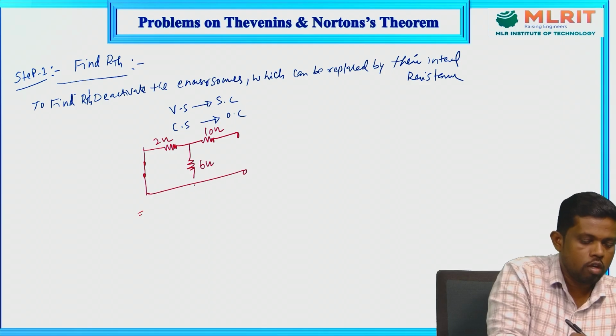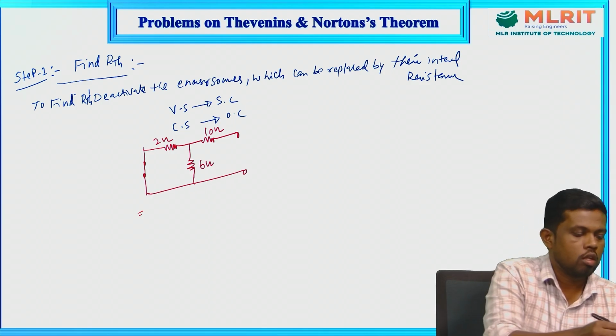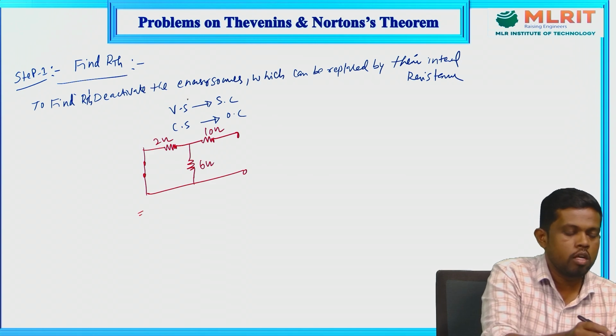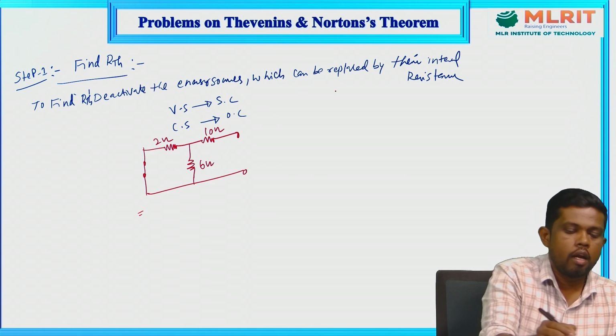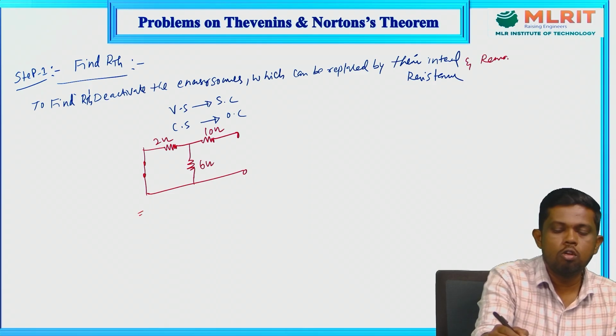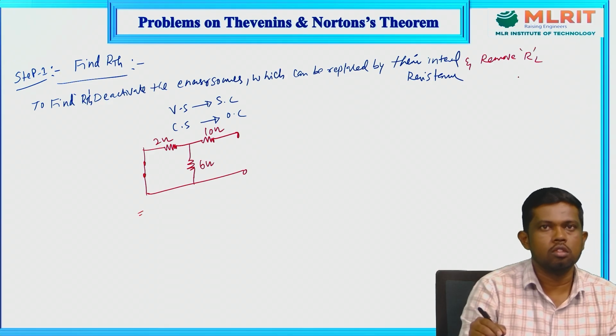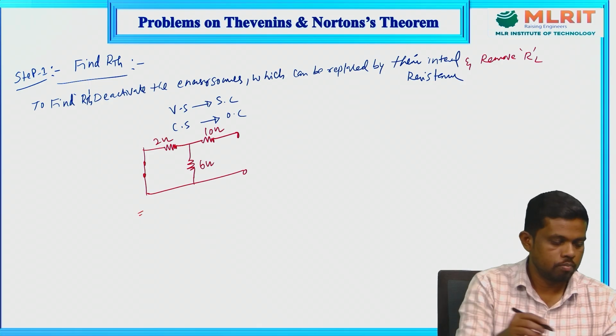Along with this, we also need to remove the load resistor. To find the RTH, we deactivate the sources, which are replaced by their internal resistance, and also remove the load resistor, so the corresponding terminals are simply open as they are.